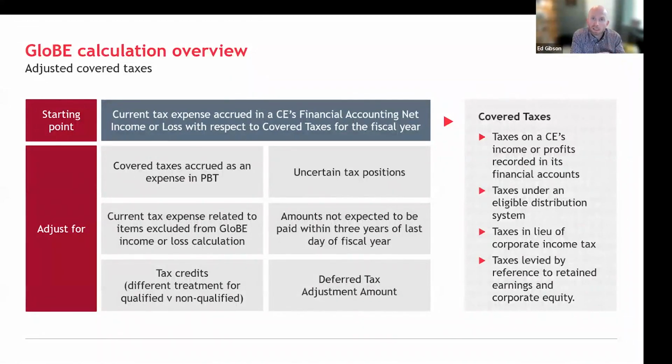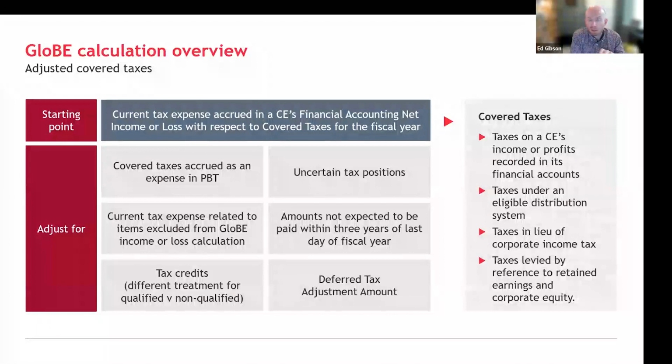Again, we can't just take that number. There are then a number of adjustments that need to be made in order to arrive at the number we need for our Pillar 2 calculations, which we've again set out the most common ones here on the slide in the boxes on the left. So a couple I'd draw out here. One is uncertain tax positions. So if you have accrued for uncertain tax positions in your tax charge in your accounts, that needs to be reversed for Pillar 2 purposes.